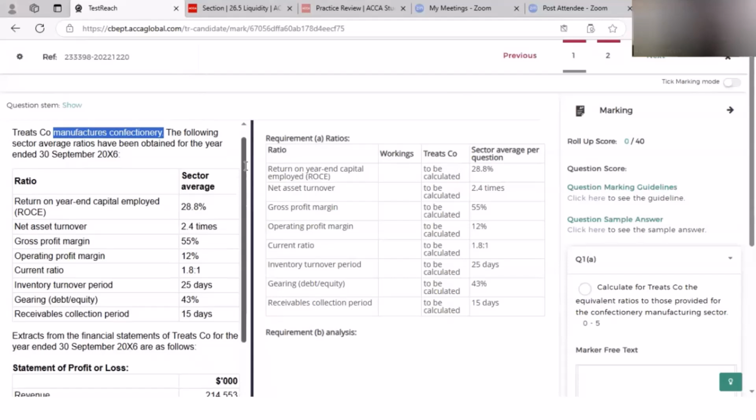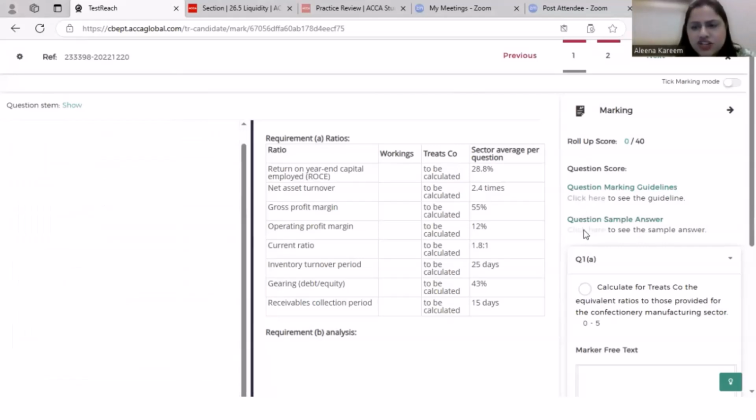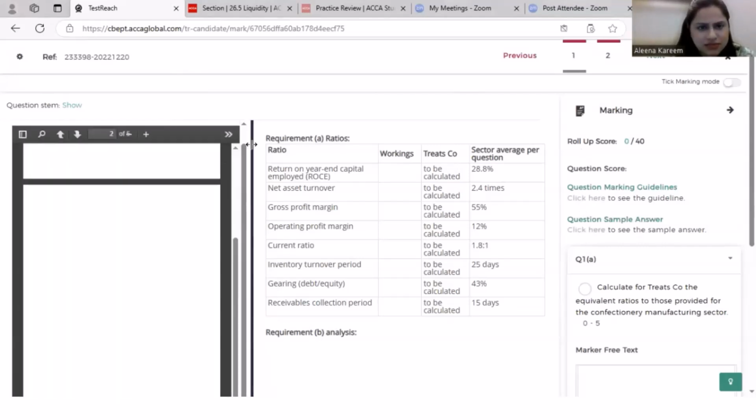Then certain ratios for the sector have been given. Current ratio, inventory turnover period, gearing, receivable collection have been provided. The financial statements are there. Then there are a few points also which have been mentioned which are going to impact. And just a quick look at the solution also.